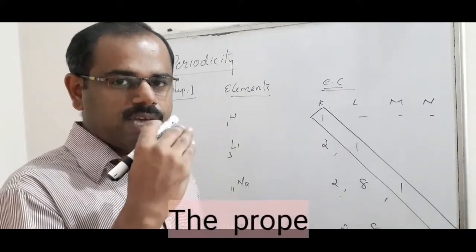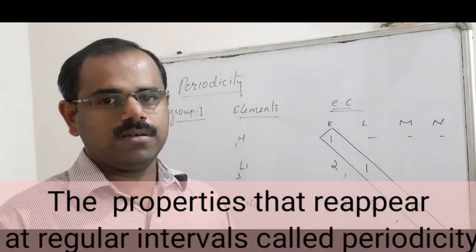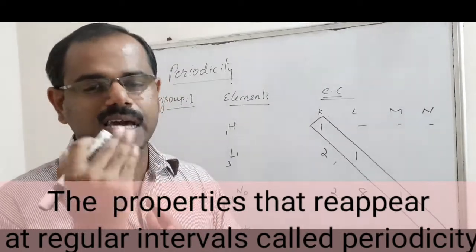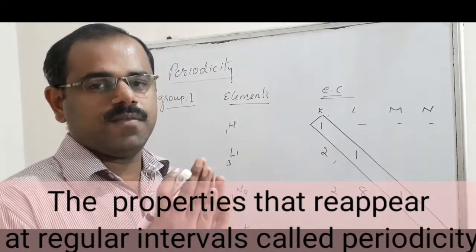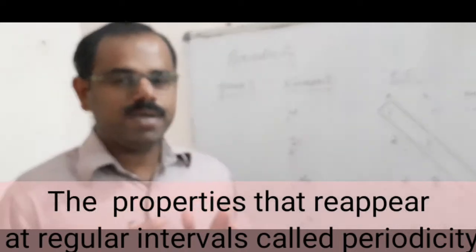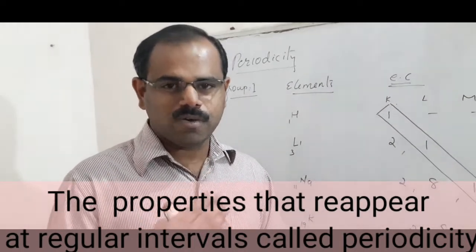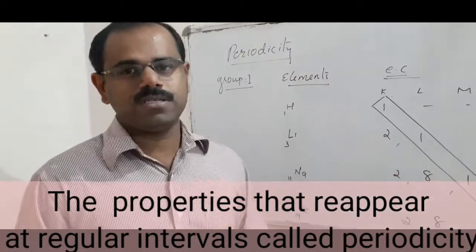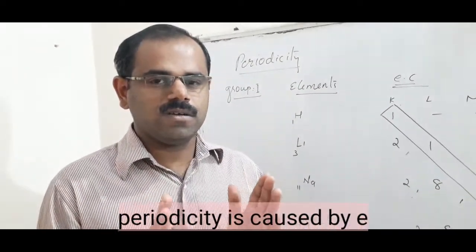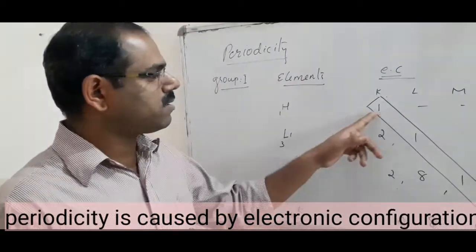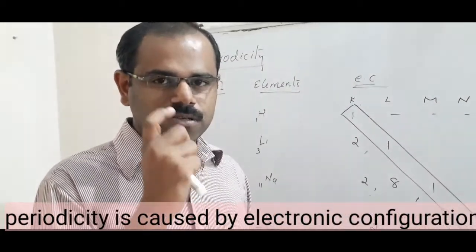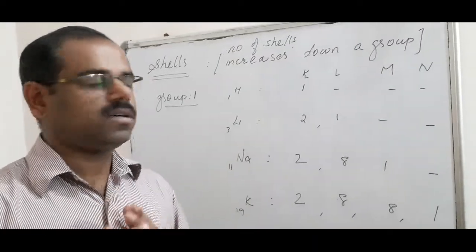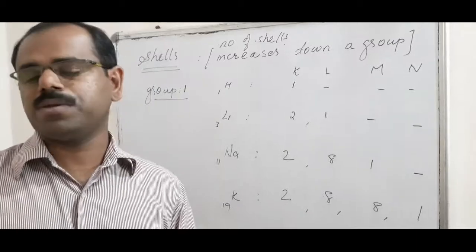That means that every 18th element repeats the same valence electron, or simply, the reappearing of properties in every 18th interval. The reappearing or repeating of properties after every 18th group we call periodicity. And the periodicity is strictly due to electronic configuration. So periodicity is caused due to electronic configuration. We see how the nature of shells changes down a group or across a period.